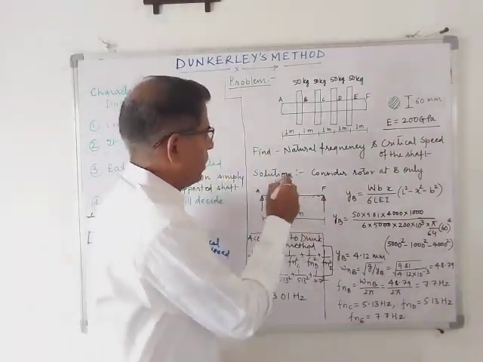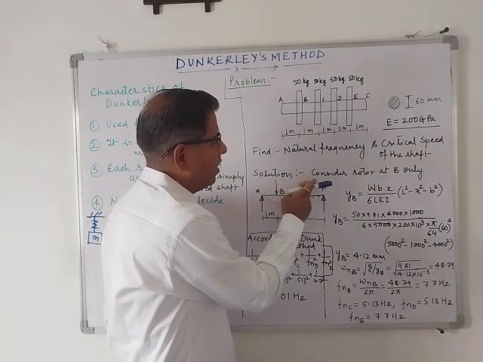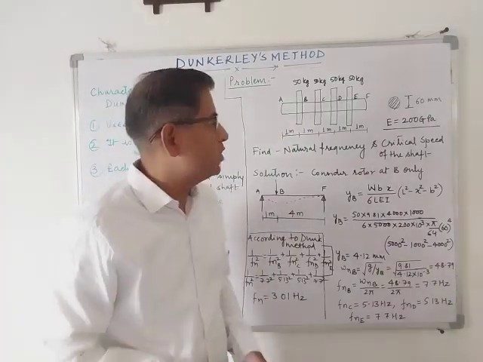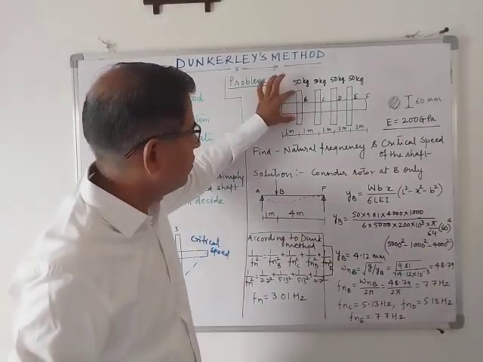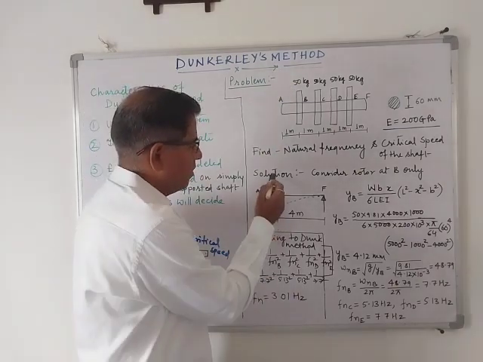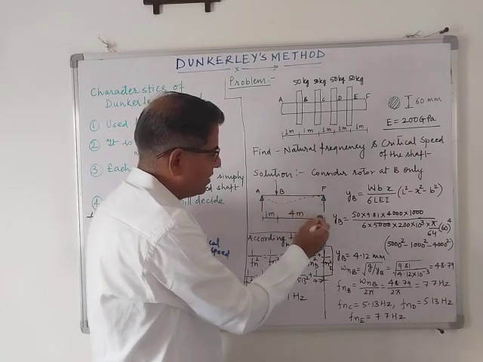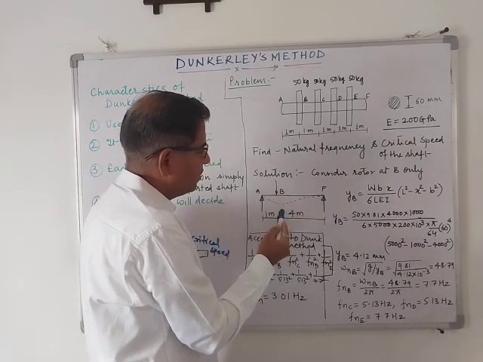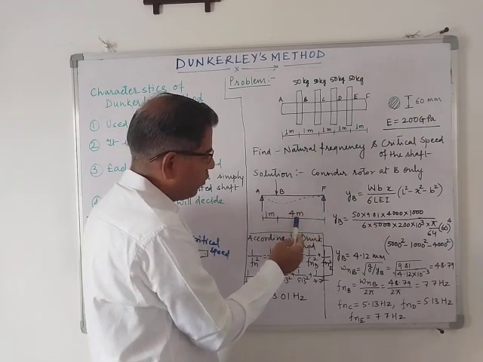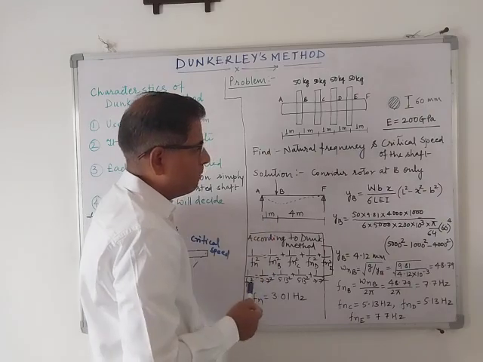So according to the Dunkerley method, we will consider one rotor at a time. First we'll consider the first rotor, which is at B. The rotor is modeled as a point load. The shaft is simply supported. The distance of point B from the F end is 4 meter. The distance of point B from end A is 1 meter.